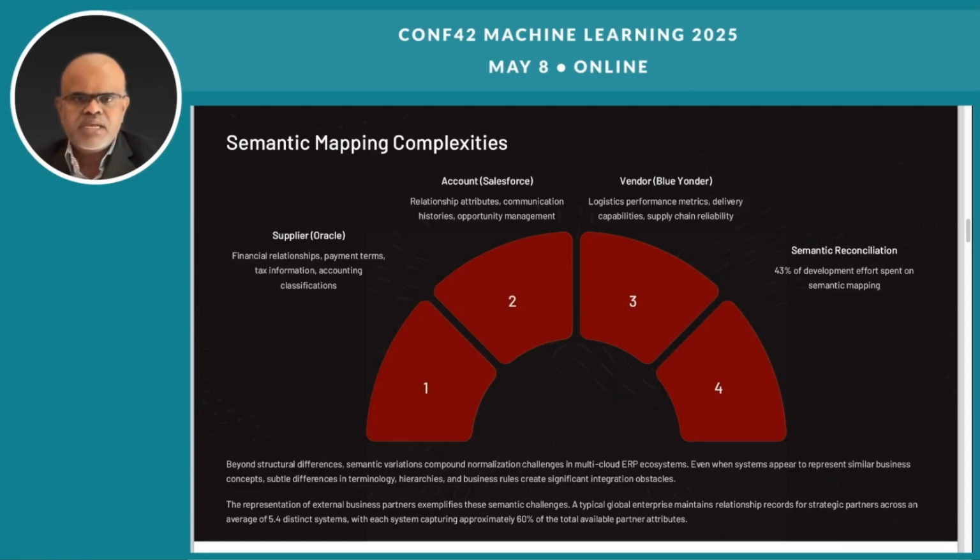It's completely different from what is represented in Oracle. The same supplier mentioned in Oracle is called a vendor in Blue Yonder, whereas the primary focus or attributes for the Blue Yonder system are logistics performance metrics, delivery capabilities, and supply chain reliability. For this semantic reconciliation, almost 43% of development effort is spent.